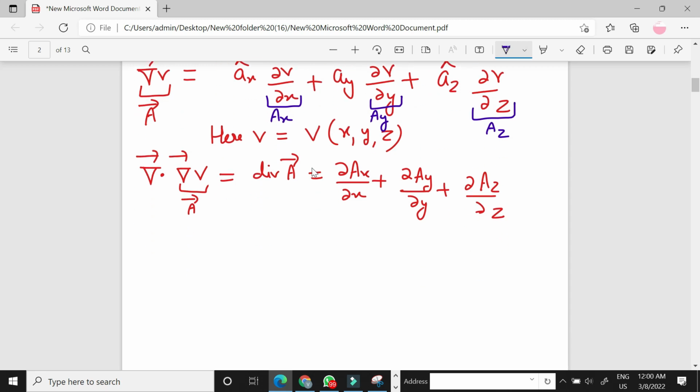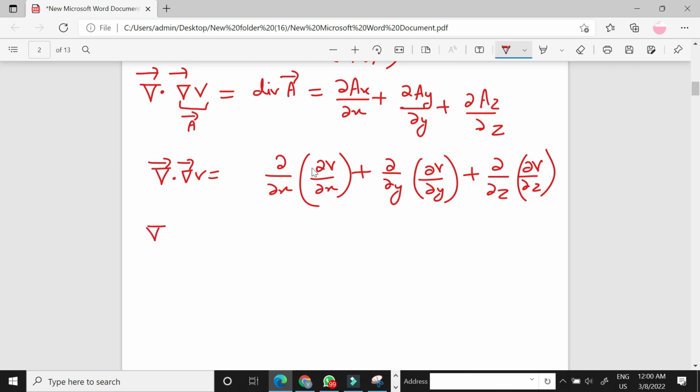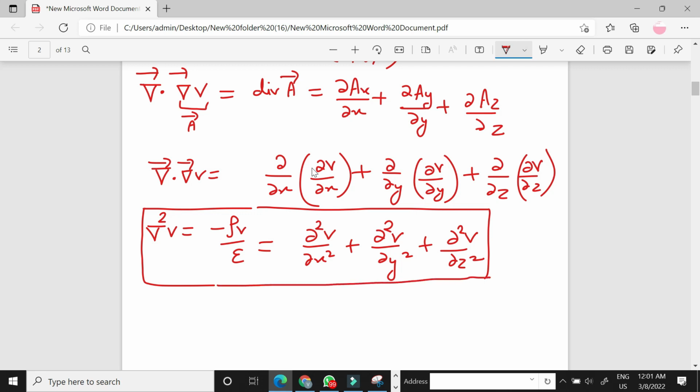So del dot del V is equal to del upon del x, del V upon del x plus del upon del y, del V upon del y plus del upon del z, del V upon del z, and it is equal to del square V. Del square V is equal to minus rho v upon epsilon, and this equation is known as Poisson's equation.